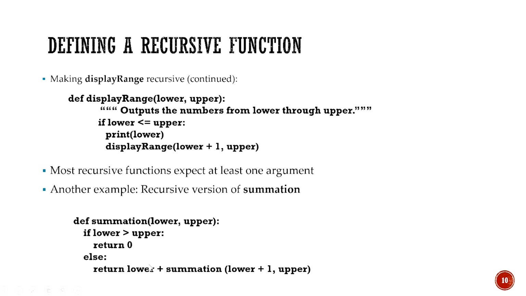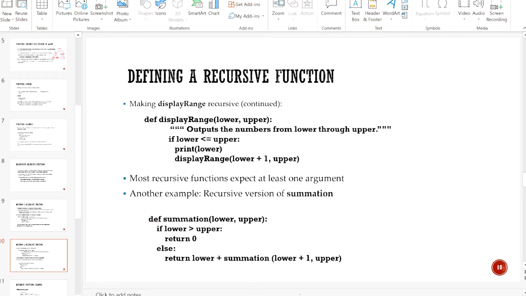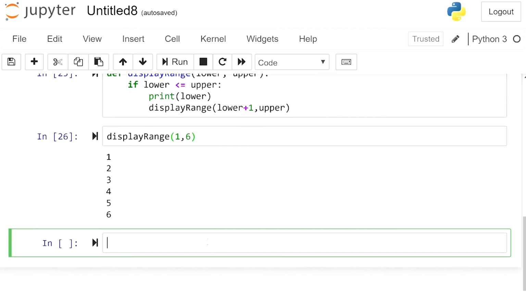Else, return that number plus the summation. So here we call the function again, but we update the first argument, lower + 1, then upper. So let's run this in a notebook.